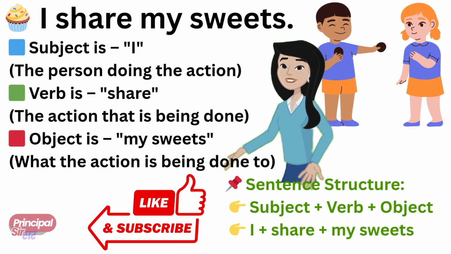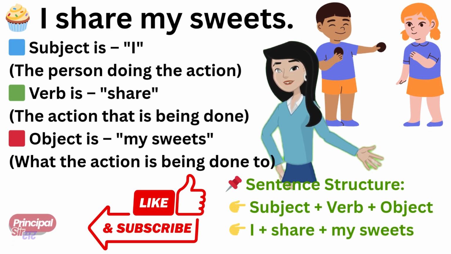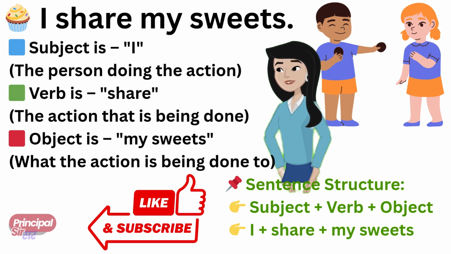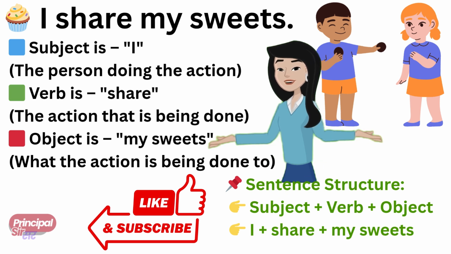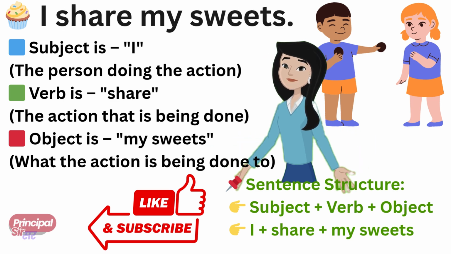Let's read this sentence. I share my sweets. I is the subject. It tells who is doing the action. Share is the verb. It shows what action is happening. My sweets is the object. It tells what you are sharing. So we built this sentence using subject plus verb plus object. Great job. Keep sharing and keep learning.